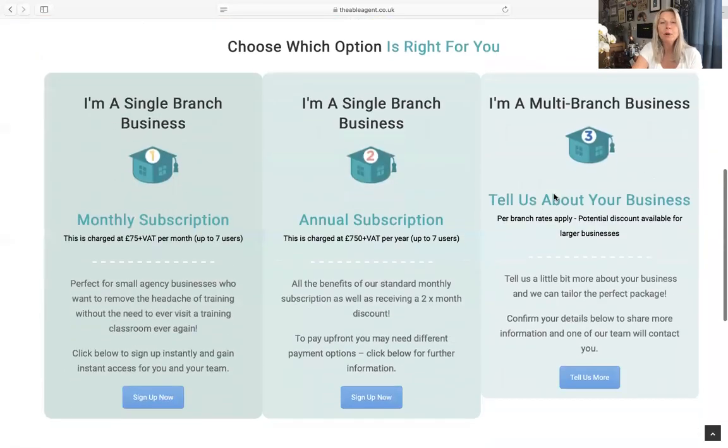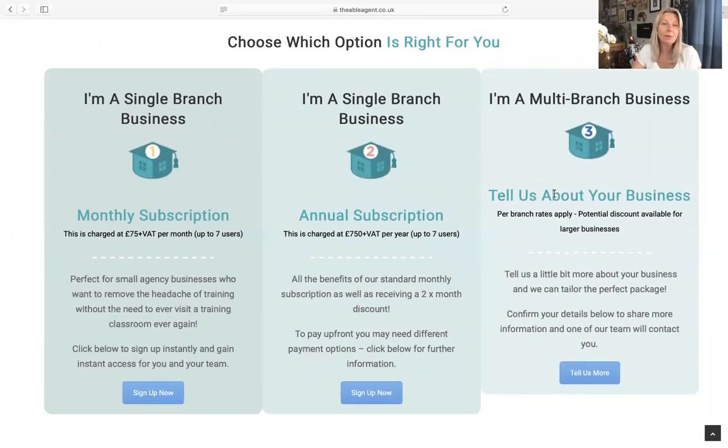So if you're a single branch, you can log directly onto the Able Agent website. You can sign up straight away using a card or using direct debit. You can pay up front, and there's a bit of a discount if you pay up front. And again, if you're a multi-branch business, just talk to us and we'll organise everything and make it as seamless as possible.